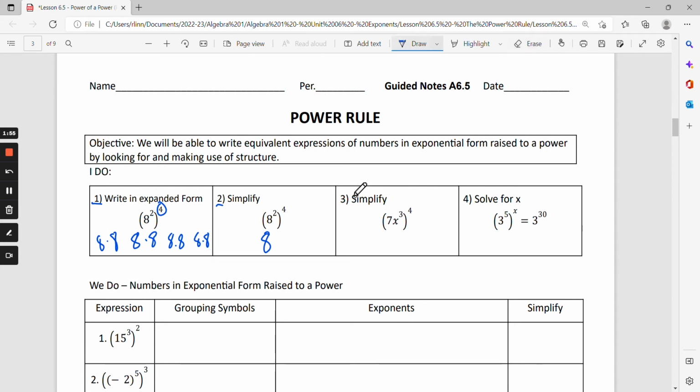So when I rewrite this with just multiplication, I have 8 times 8 times 8 times 8, and so on and so forth. Now I can count up those 8s and say I've got 1, 2, 3, 4, 5, 6, 7, 8. So my simplified version of this is 8 to the 8th power. So let's go ahead and think about that.